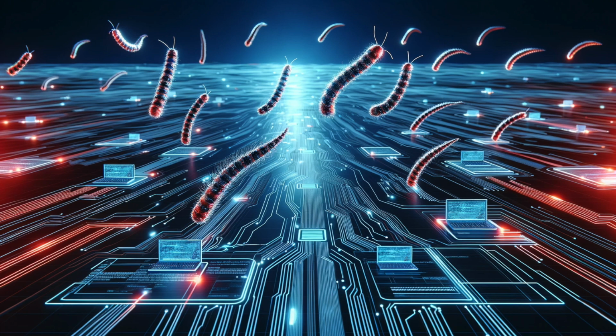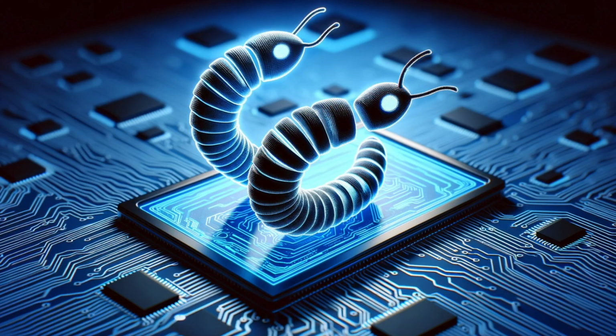But how do these worms operate, and what types are there? Let's dig deeper into the world of computer worms. Unlike other malware, worms are notorious for their self-replicating nature. Once a worm infiltrates a system, it doesn't just sit idle. It actively replicates itself, creating copies that spread to other systems via the network.